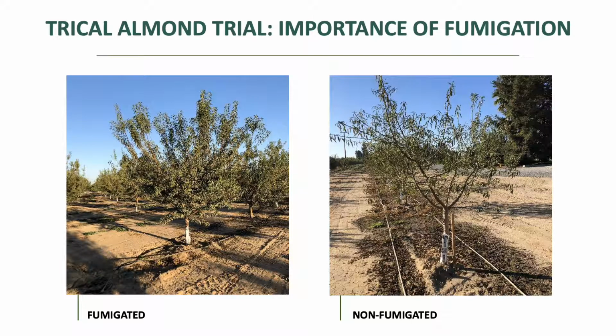In our field trials, we are also documenting tree growth. These are two images from an almond trial where you can see a fumigated versus non-fumigated, and it really shows the importance of fumigation. In the fumigated, you can see a larger tree canopy compared to a smaller tree canopy in the non-fumigated.